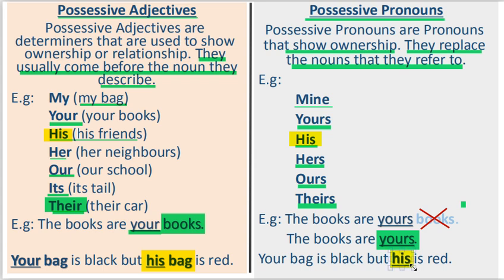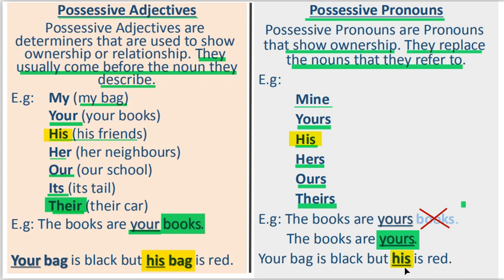Now in this case, but his is red. The noun in this case, which is bag, is not mentioned. Just say, but his is red. In this case, it is a pronoun. Whenever the noun it is modifying is not there, it is a pronoun because it has actually replaced the noun. But when the noun is there, as in, but his bag is red, then it is an adjective.